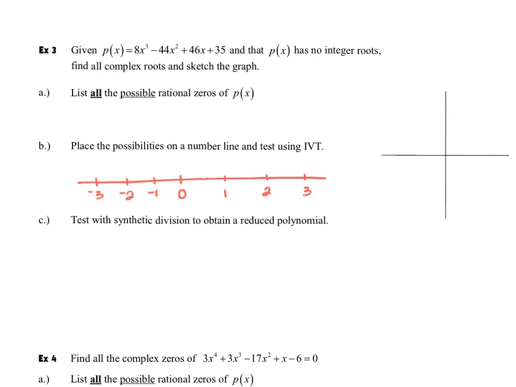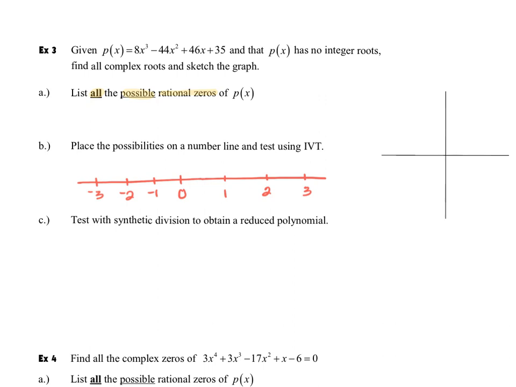And the first thing that we are asked to do on this example here at the top is to list all the possible rational zeros. And the key here is that it's the possible rational zeros. It doesn't mean that these values will end up being a zero. It just means that if there's a rational zero, it will be something from this list.